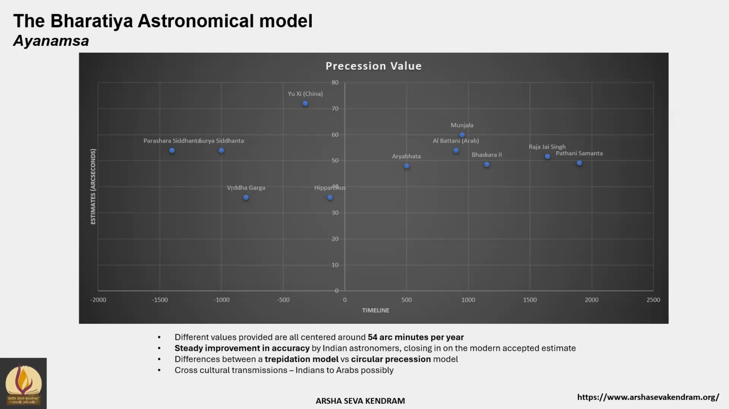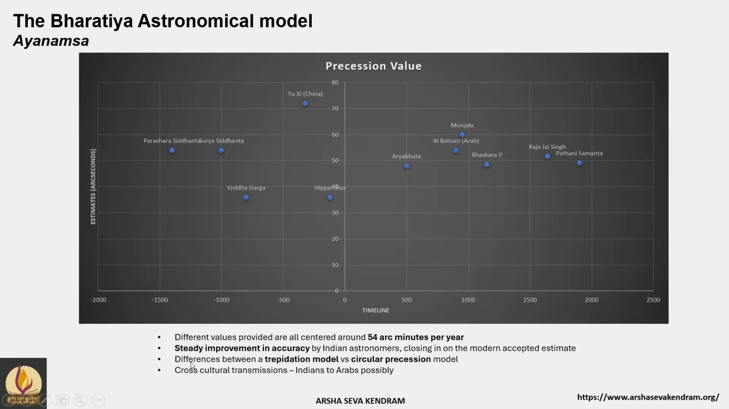And by the way, it is accepted today by modern science, through modern astronomical instrumentation, that the precession is around 54 arc seconds per year. Sorry, this should not be arc minutes, it should be arc seconds per year. And our astronomers were actually very close to that value, right? They were also improvising compared to the previous values. They were not just accepting it, they were challenging it, improving it, and refining the calculations to arrive at a more accurate value, right?